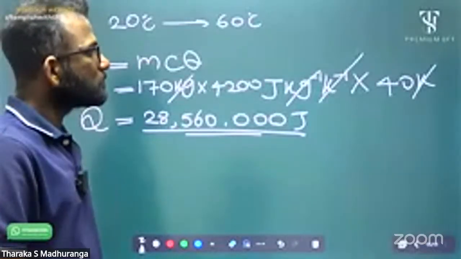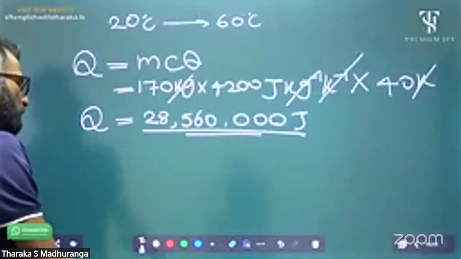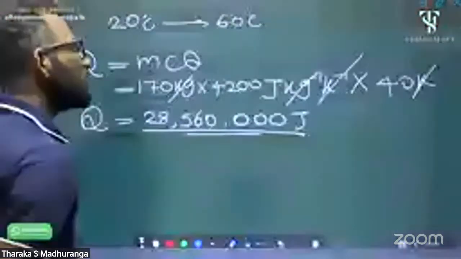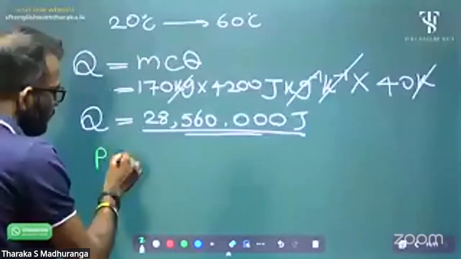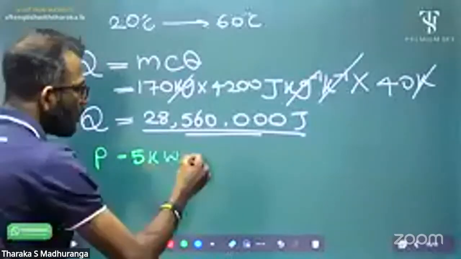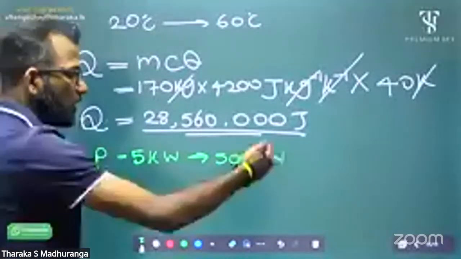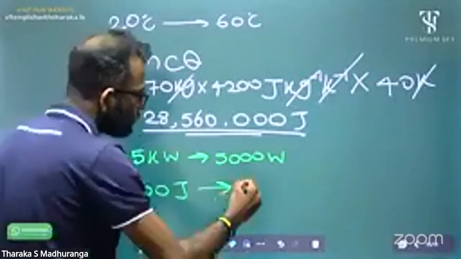Now, in the electricity lesson, we have the equation P equals, but the electricity lesson equation isn't needed for this question. 5 kilowatts means what? The power equals 5 kilowatts. 5 kilowatts means how many watts? 5,000 watts. The meaning is 5,000 joules per 1 second.